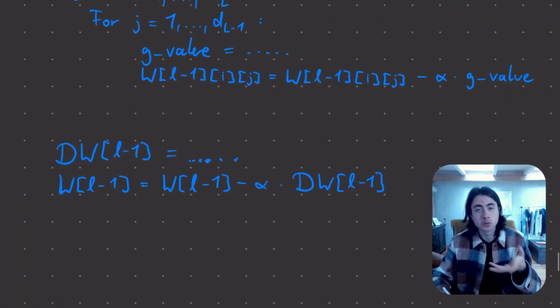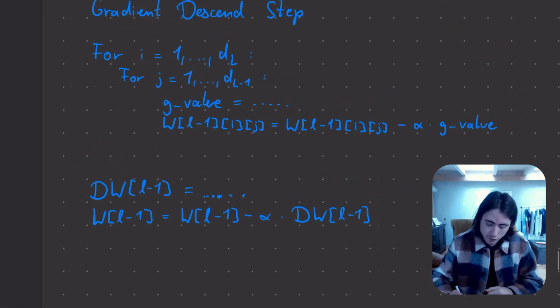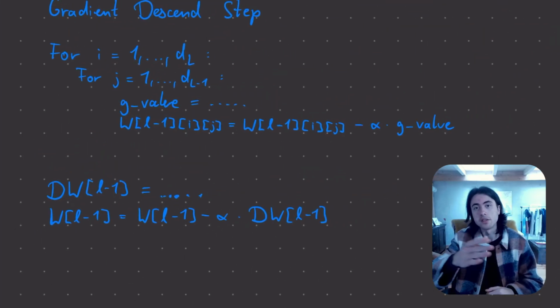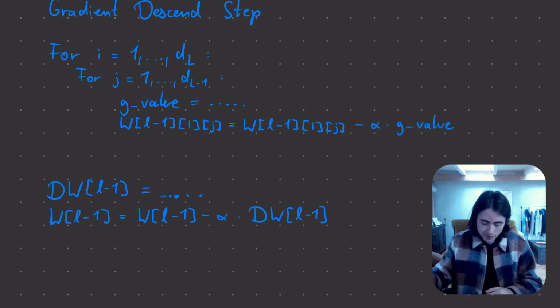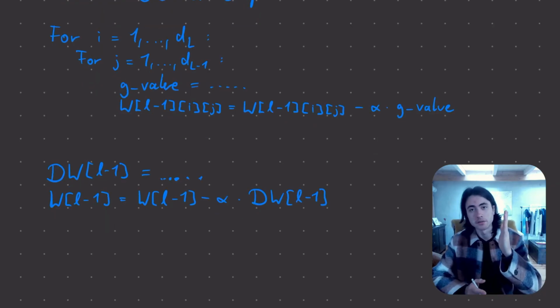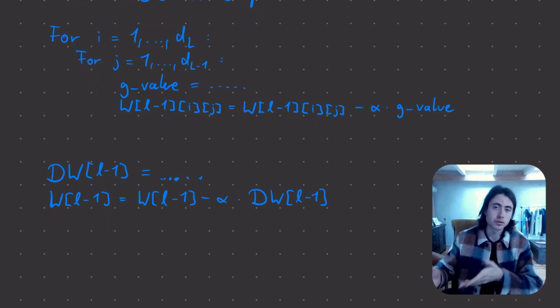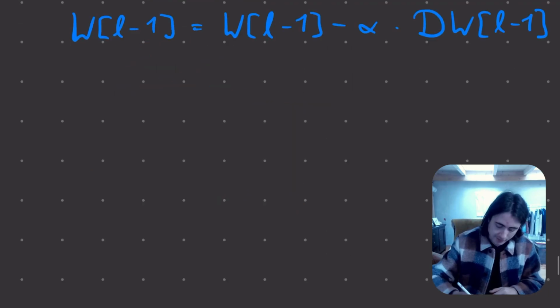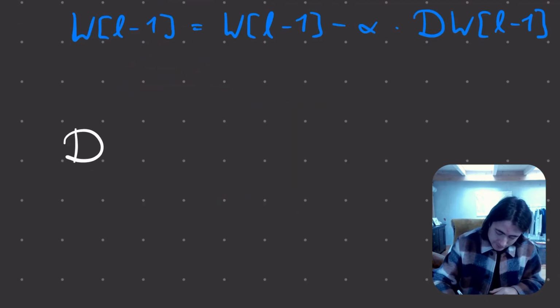And for the bias, we would do the exact same. Instead of iterating through each of the bias values individually, we just gather all of the gradient values in a vector and we subtract the vector from the original bias. Okay, so with that motivation, let's define our dwl-1.